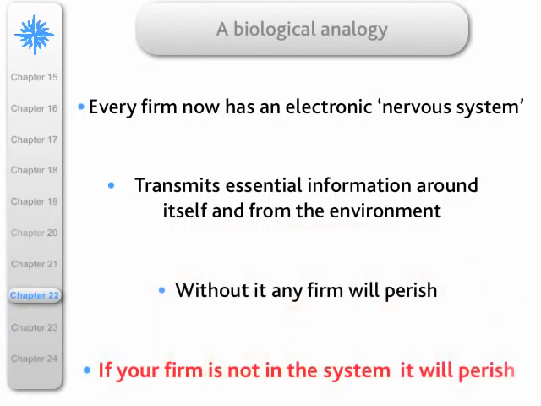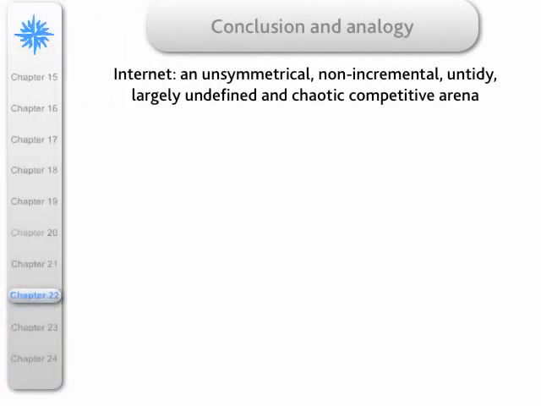However, it's fairly certain now that we can say every firm now has an electronic nervous system, internal and external. This nervous system transmits essential information around itself and from the environment. And without it, any firm will perish. If your firm is not in the system, it will perish. Maybe not today, but it will in the future. So we have to opt into this system.